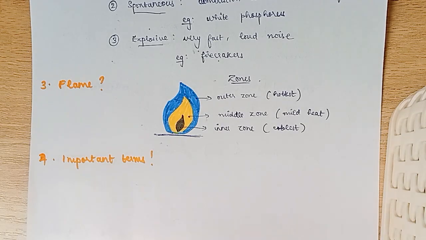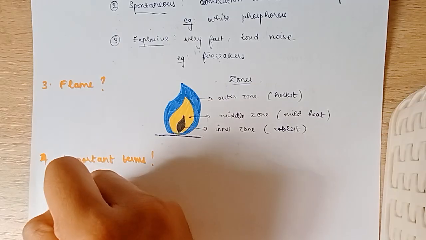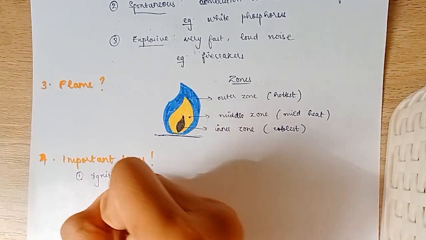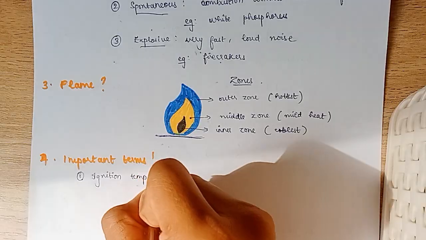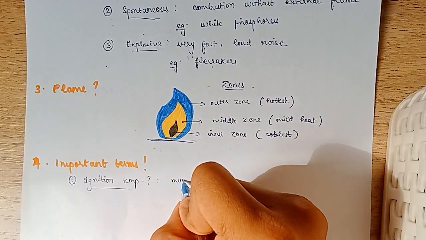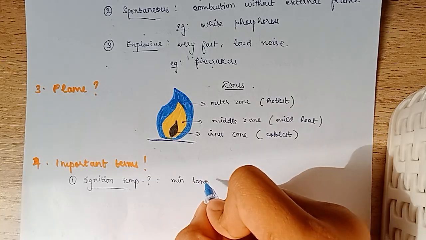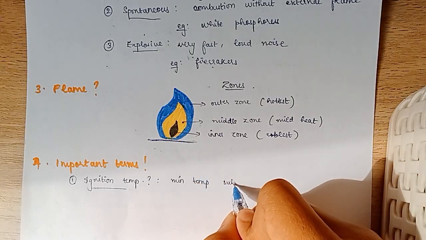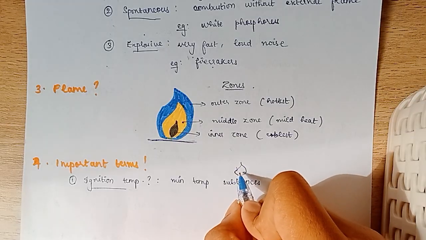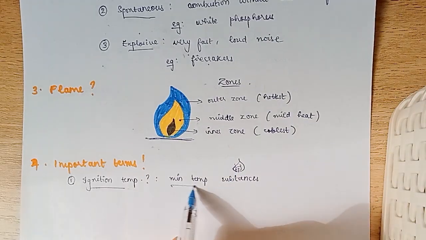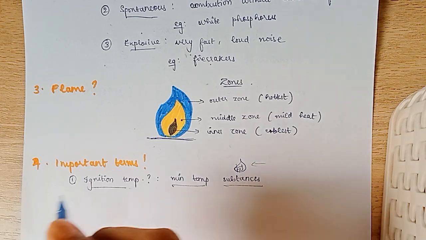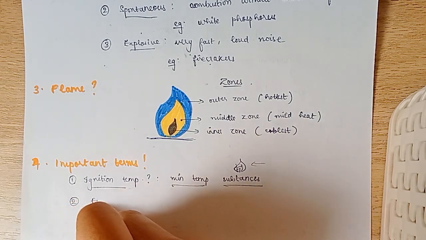Now let's look at a few important terms. Like I said before, what is an ignition temperature? Ignition temperature is the minimum temperature at which a substance catches fire. So the minimum temperature at which a substance catches fire is called the ignition temperature.